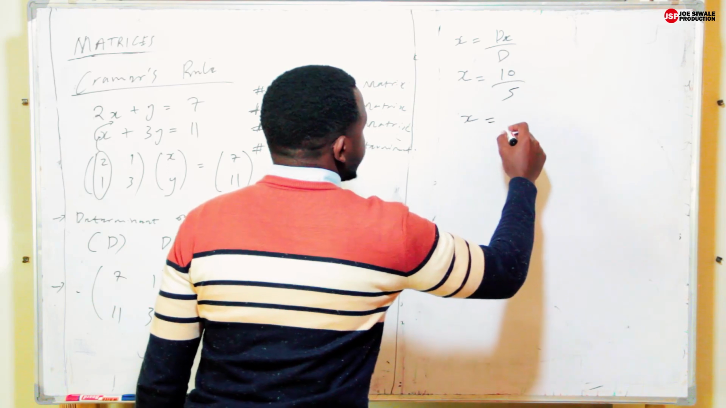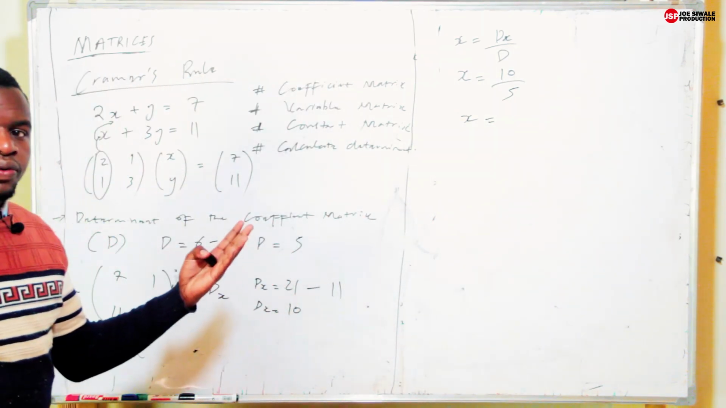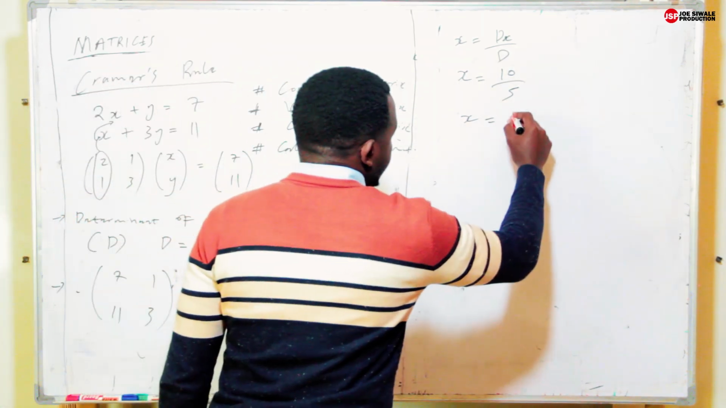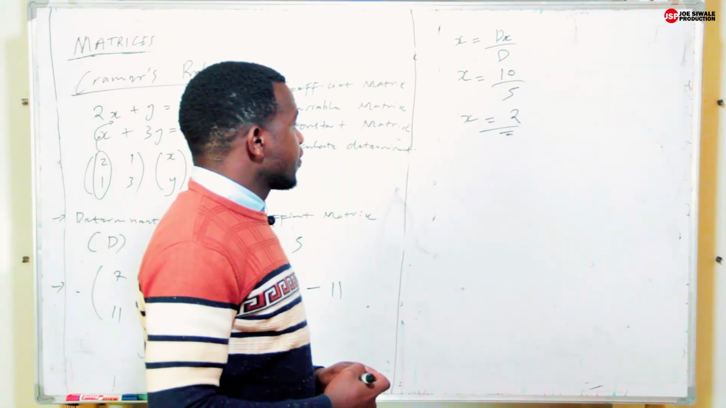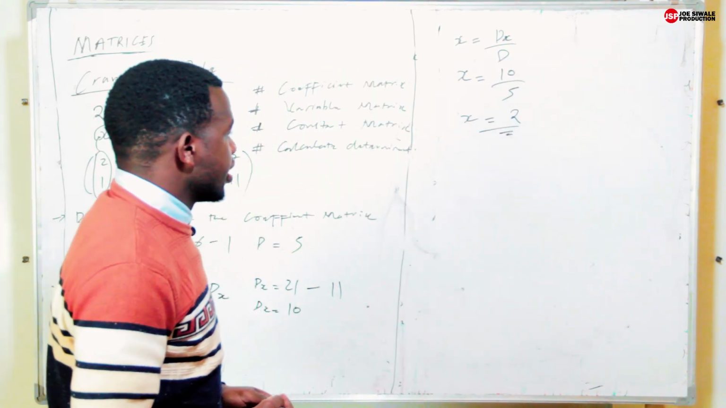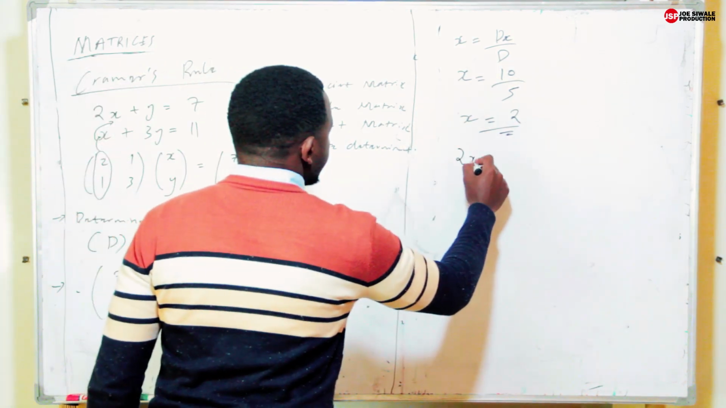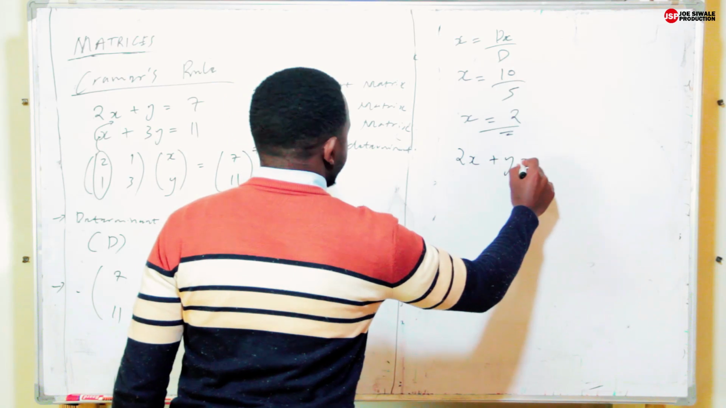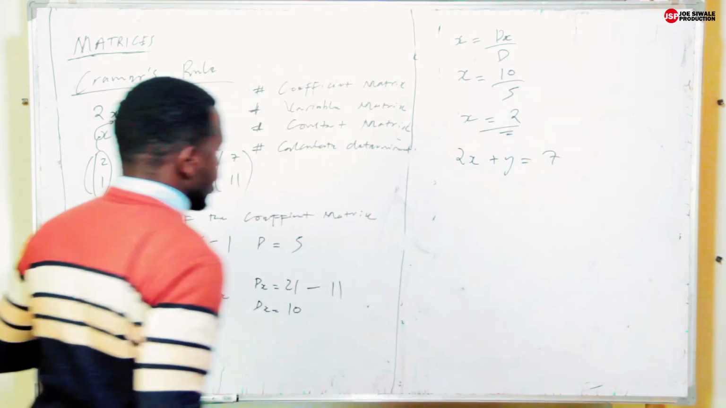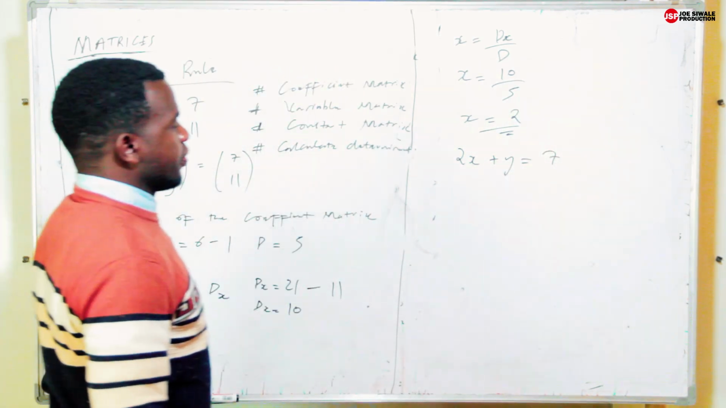So x is equal to 10 divided by 5, we are having 2. As you can see, we have calculated our variable x as 2, so we can calculate our variable y. So we're going to say our 2x plus y is equal to 7. So I've gotten the first part of the equation there.